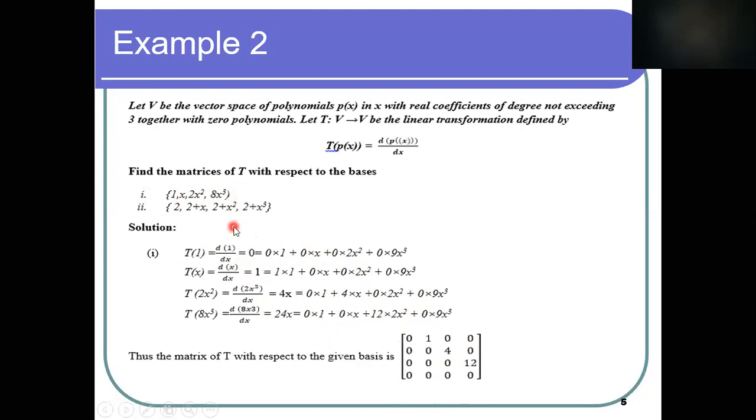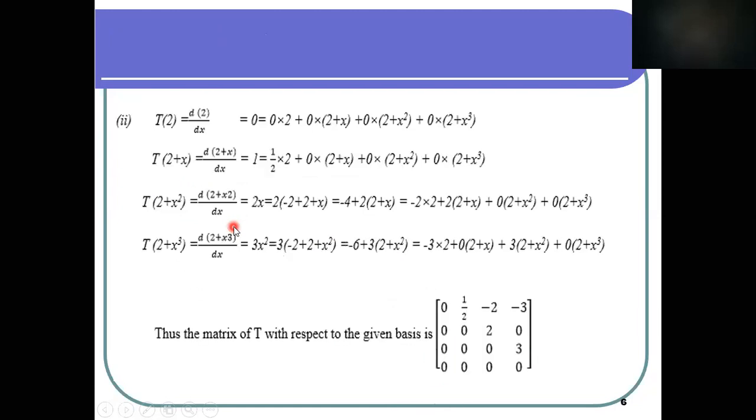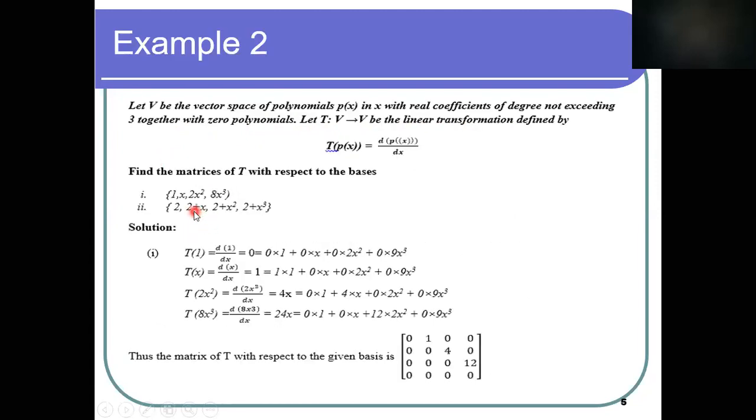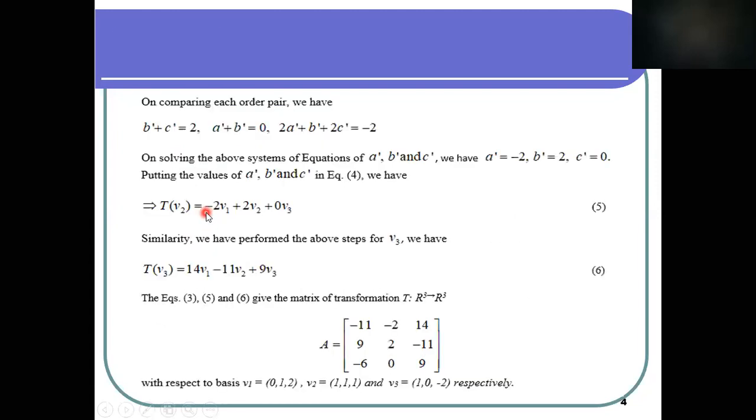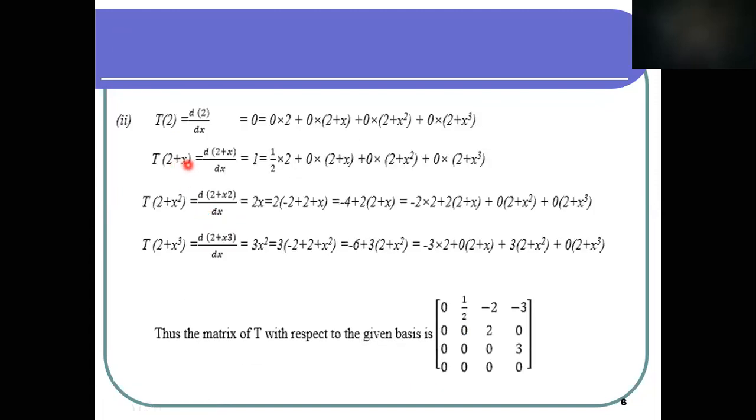The second part, let us take the second part. The first basis element of the second part is 2. So d by dx of 2 is 0. So 0 times 2 plus 0 times (2 plus x) plus 0 times (2 plus x) squared plus 0 times (2 plus x) cubed. In the second case, the second basis element is 2 plus x. If you take the derivative, it is 1.